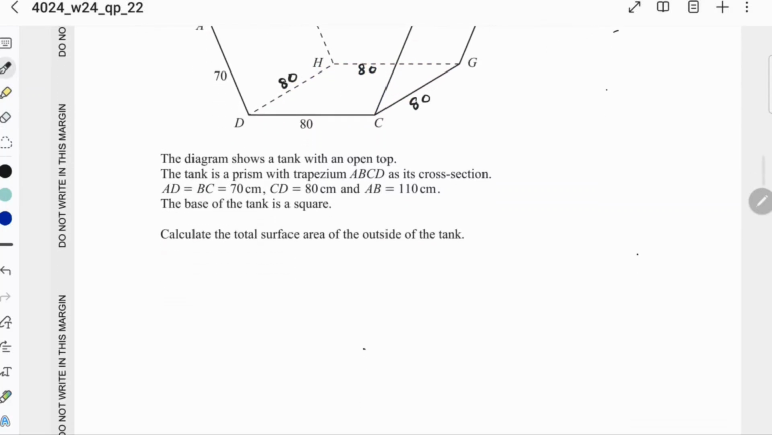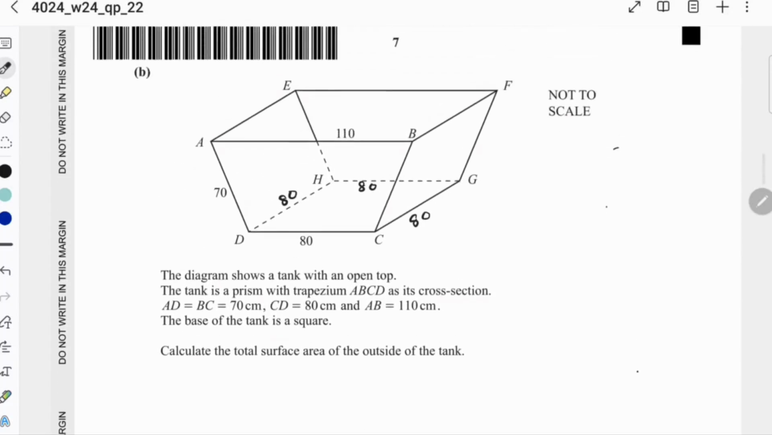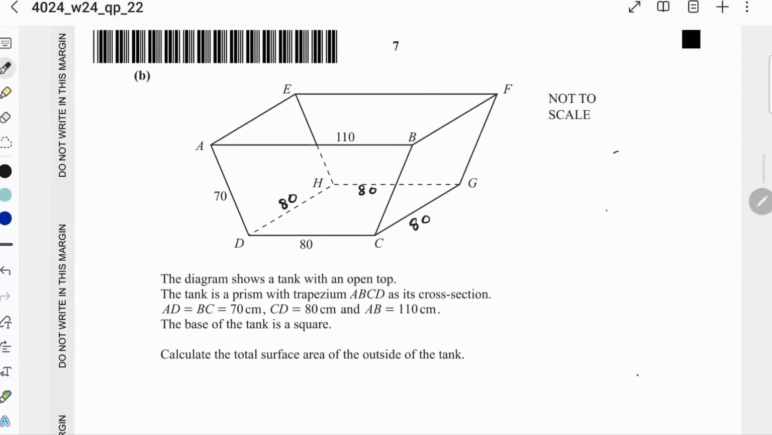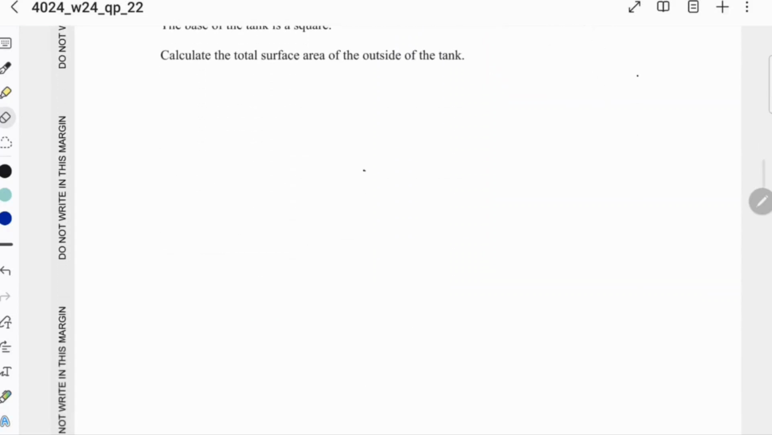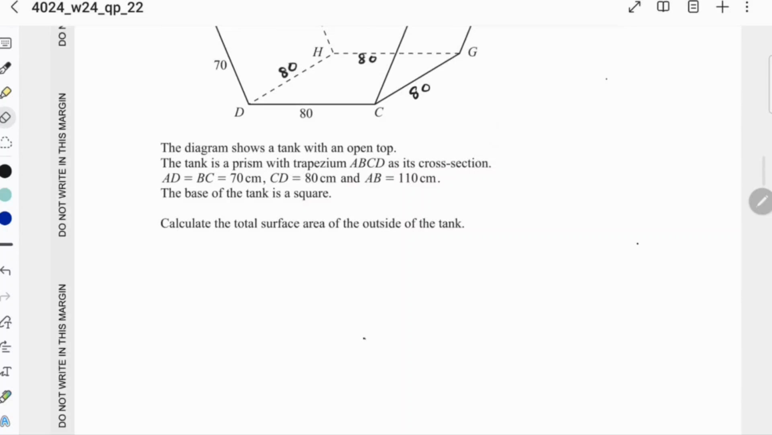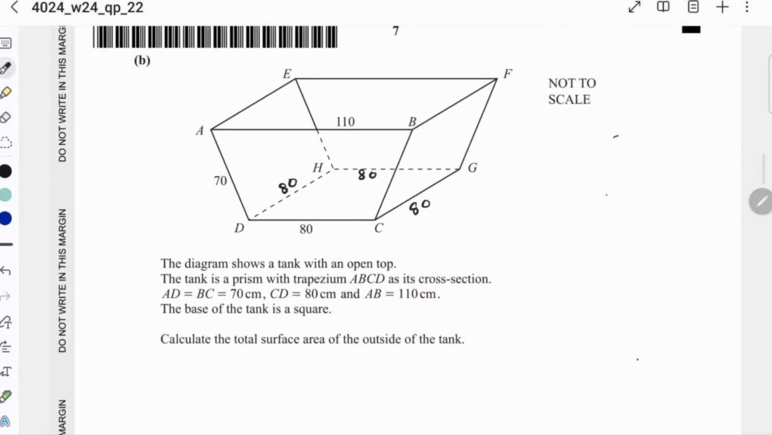So calculate the total surface area of the tank. If it is an open tank, the top part we don't have to include. We'll take the area of the square and then the two trapezia and the two rectangles. Look here, it's a square, and then we take the two trapezia, this one and the other at the back, and at the sides, these are the two rectangles. It's a 5 marks question, so all the steps we'll have to do.